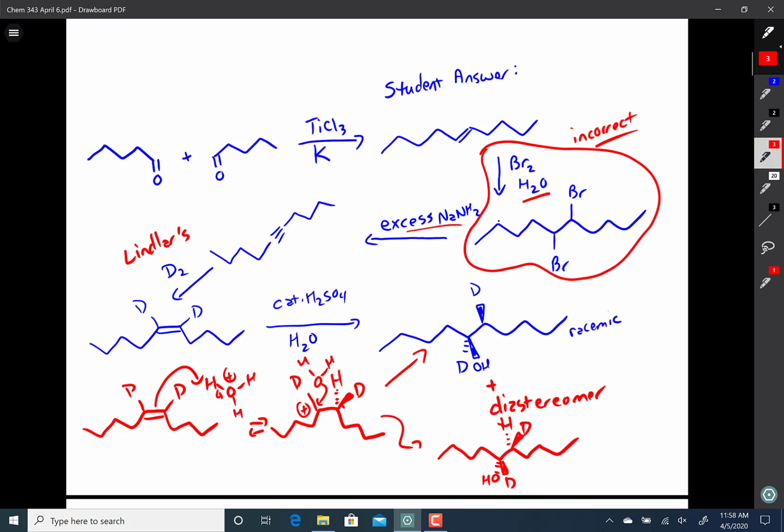And so as a result, you get a mixture of anti-addition and syn addition when you use acid and water. And that's the same way when you use oxymercuration-demercuration, you get a mixture of syn and anti. Only the hydroboration gives you just the syn when you're adding H and an OH across an alkene. So we took off a point or two for that.